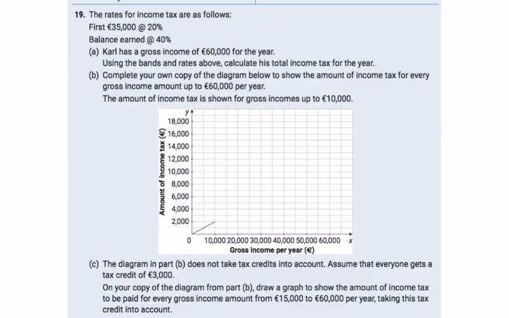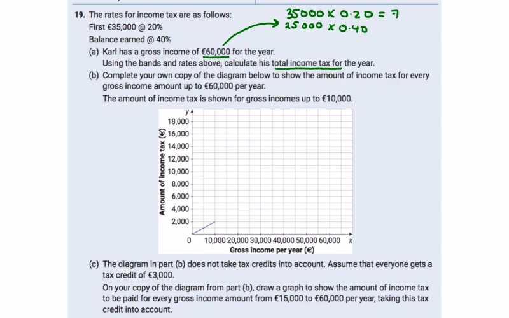And then the last question in the revision exercises: the rates for income tax are 35,000 at 20%, balance at 40%. Carl has an income of 60,000. Using the band rates above, calculate his total income tax for the year. So 35,000 at 20%. And if he earns 60,000, the balance is going to be 25,000 at 40%.